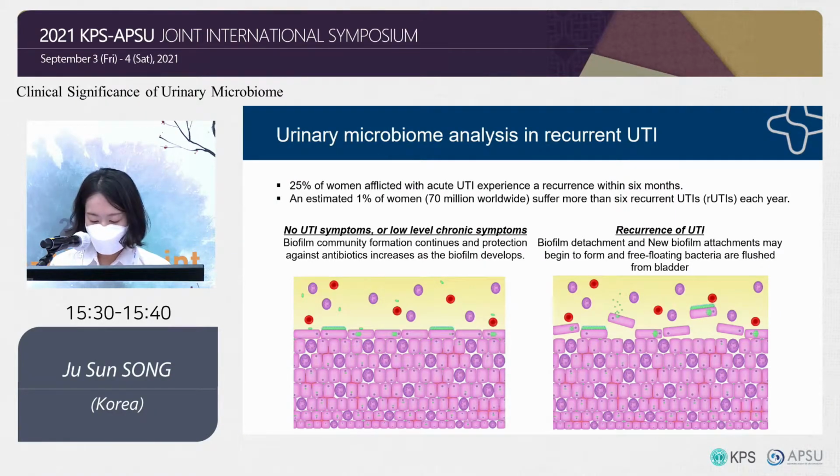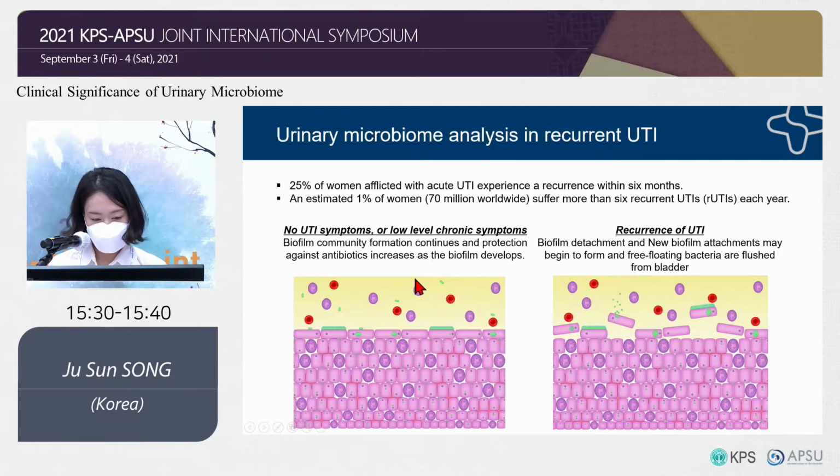Urinary microbiome analysis is also very useful in recurrent UTI especially. Recurrent UTI can occur due to the periodical reactivation of pathogenic biofilm attached to bladder epithelial cells, and these pathogenic biofilms were periodically infected but not eliminated completely and so formed.